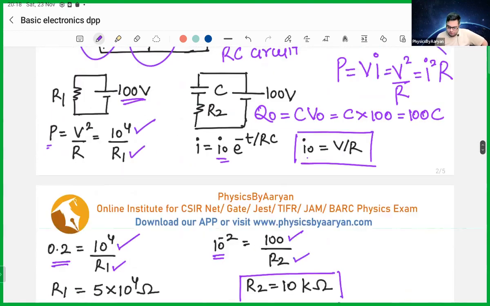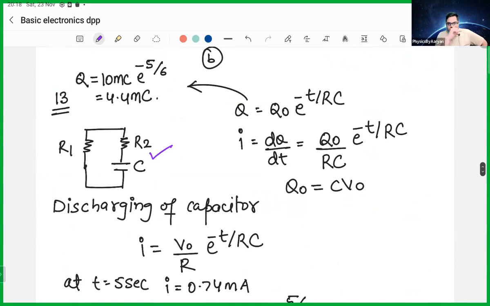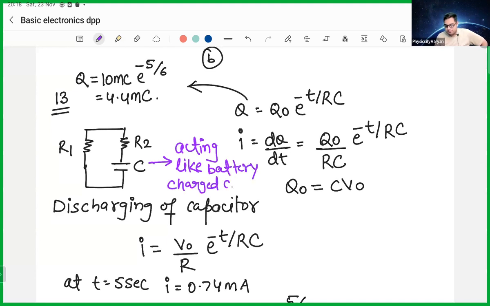So let me draw that. If I draw that, I get this. I have R1, I have R2, and I have C. But now this C is acting like a battery, because it is a charged capacitor. The capacitor is completely charged, so now it will act like a battery. For example, your phone battery. When you put the pin in your phone, the battery is getting charged. But once you remove this plug, now that battery is acting like a battery. Basically, now it starts powering your mobile phone, right?